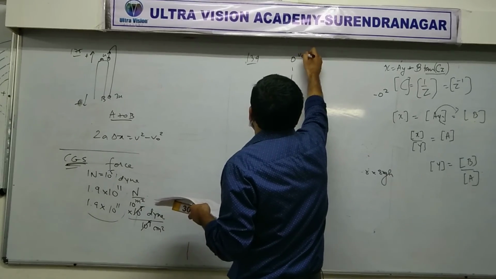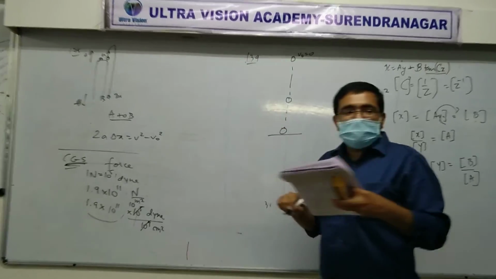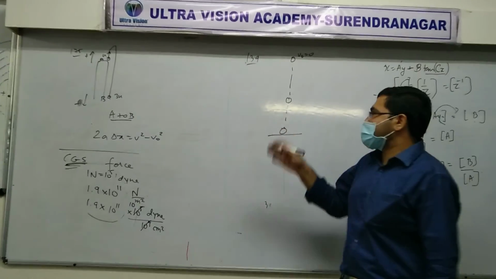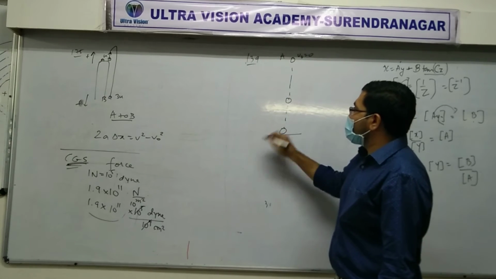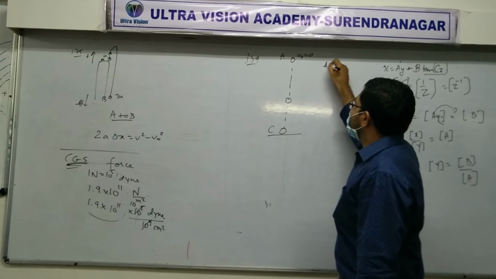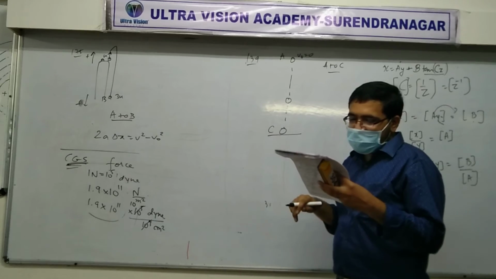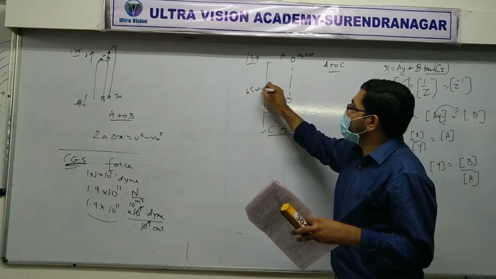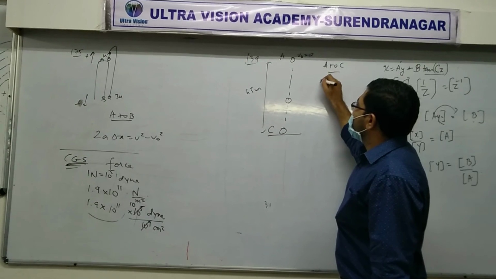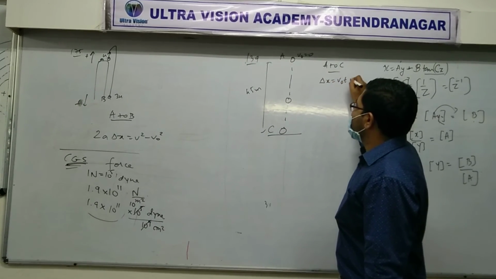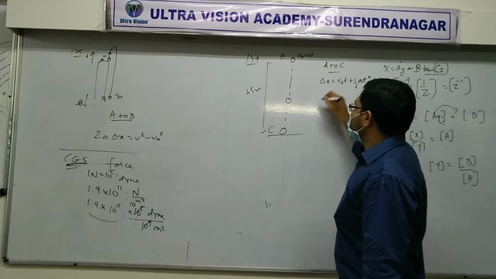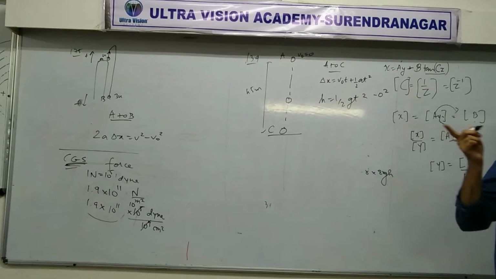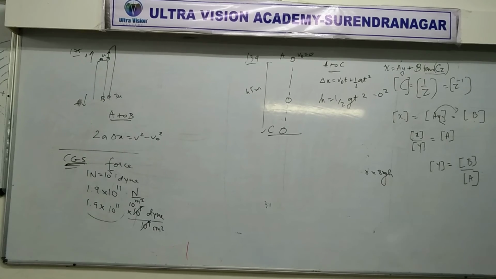It was dropped from here, so initial velocity is 0. The plan is as follows. We will find out in how much time it will hit the ground. So suppose A to C. Do we know the height of the tower? 45 meters. So the second equation will be suitable. We derived the formula h equal to half g t squared.